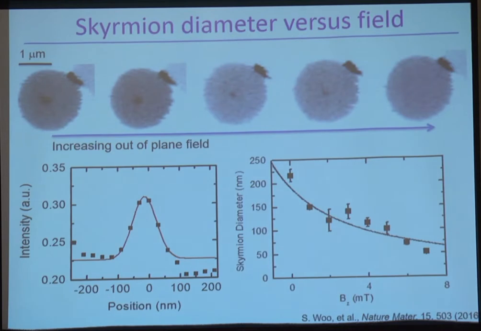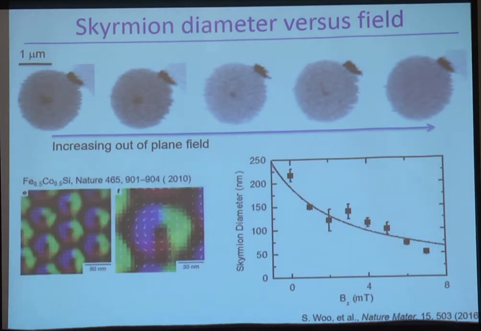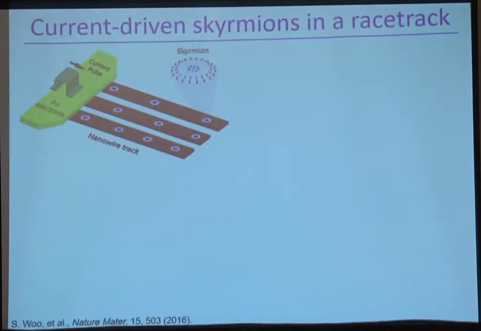And so this size for these room temperature skyrmions is comparable to the skyrmions that have been reported in other materials. So we can make stable skyrmions at room temperature. We can engineer their size. We can have quite small skyrmions. And now I'm going to talk about their manipulation by electric current.